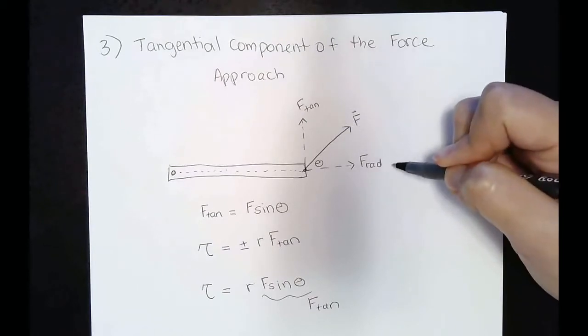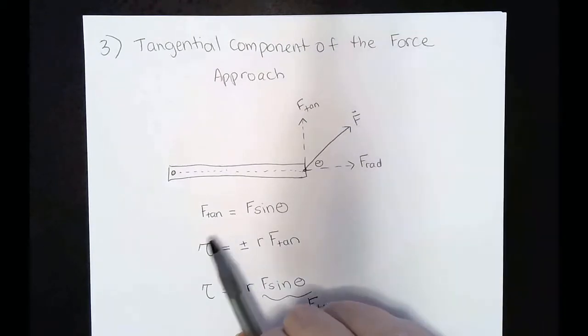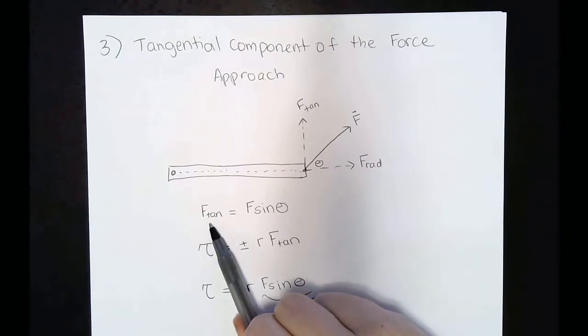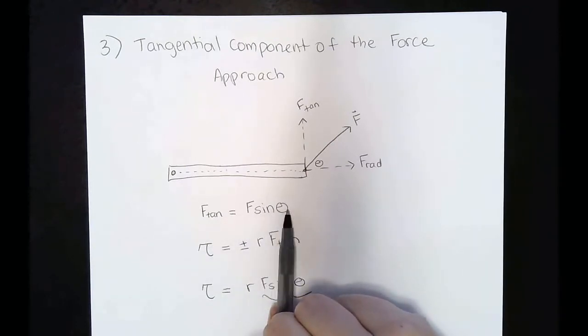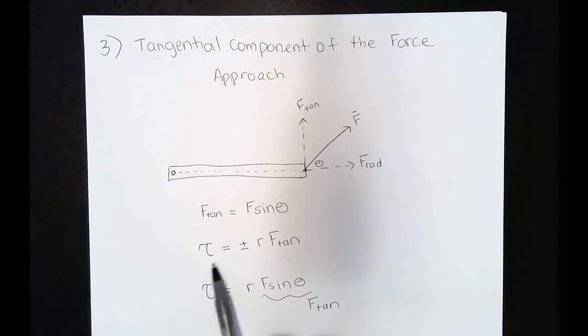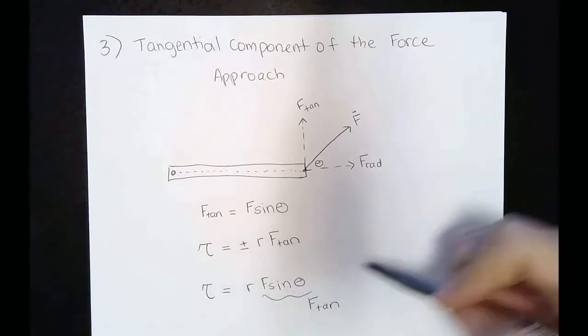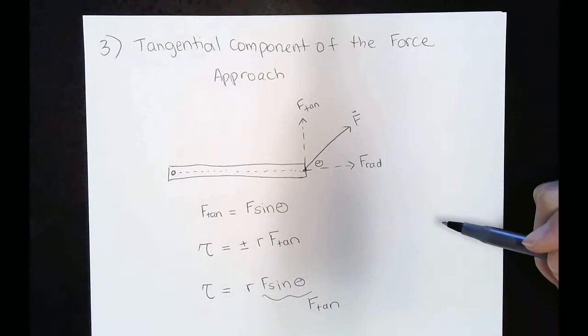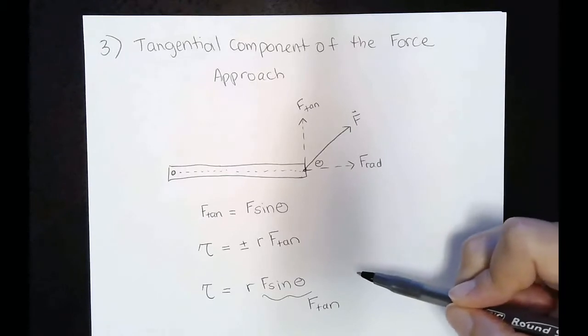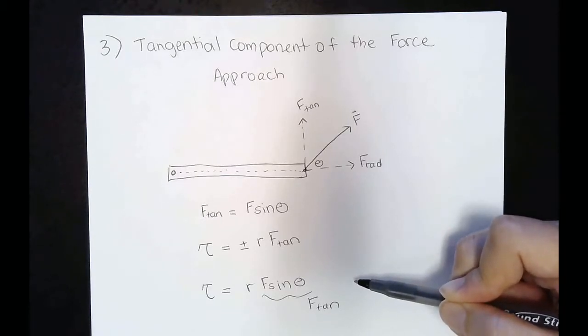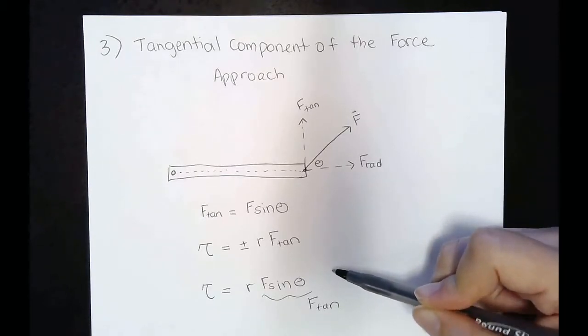Any parallel components of forces, or parallel forces, would cause zero torque. So the tangential component of the force is equal to F sine theta, and then the torque is given by plus or minus R F tangential, using the same sign convention for clockwise and counterclockwise rotation. Again, notice that this isn't really a new definition. This is just thinking of our torque definition in a new way.